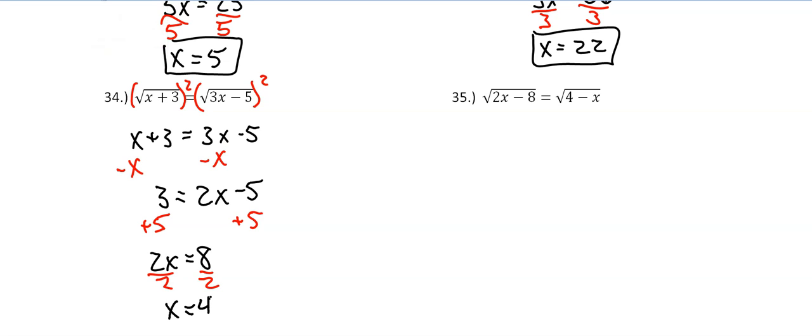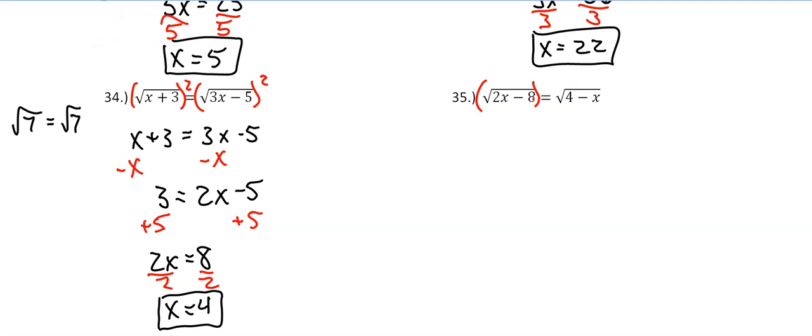This one's a little bit trickier to plug back in, but if you plug it into this side, 4 plus 3 is a 7, so you get the square root of 7. Over on the other side, 3 times 4 is a 12, minus 5 is a 7, so I also get the square root of 7. It doesn't matter that I can't simplify that any further. It's okay that it's in radical form as long as I get the same thing on each side of the equation. So x equals 4, that one does work, okay?